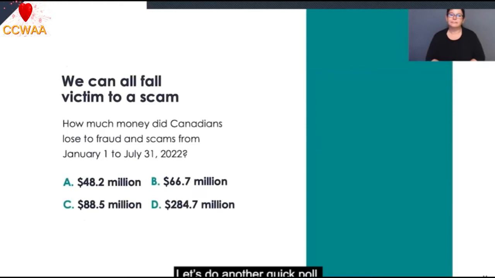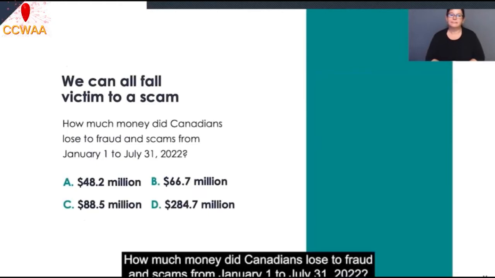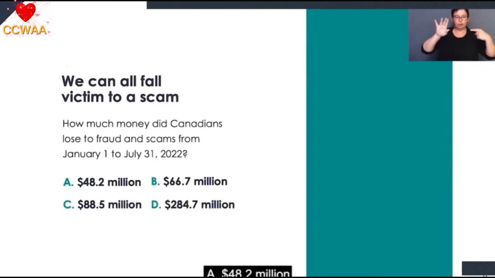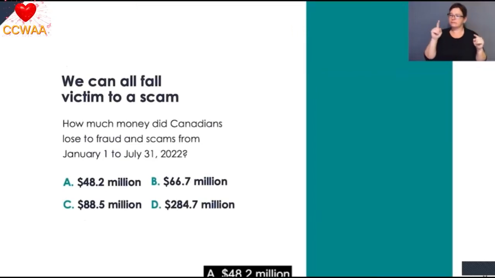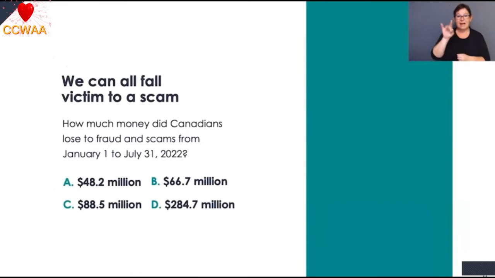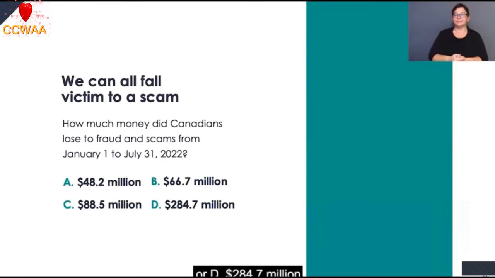Let's do another quick poll. How much money did Canadians lose to fraud and scams from January 1st to July 31st, 2022? A, 48.2 million. B, 66.7 million. C, 88.5 million. Or D, 284.7 million.